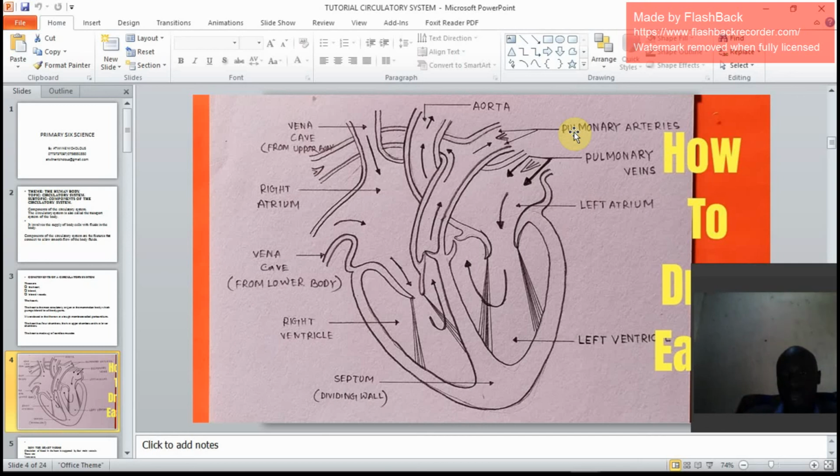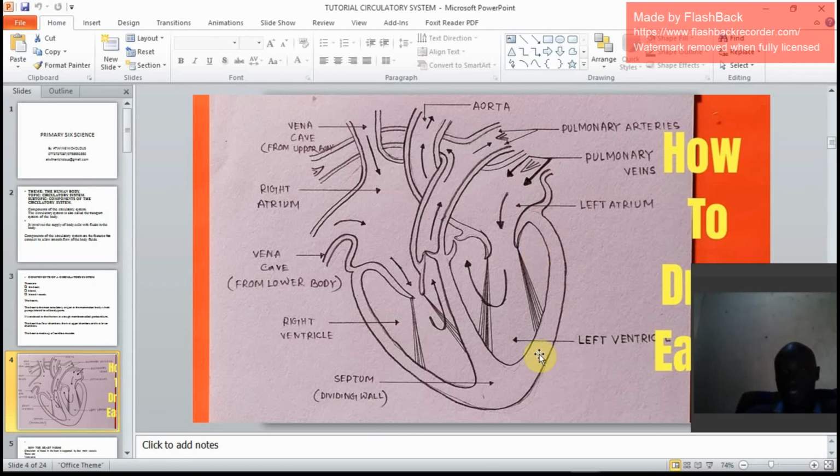Blood with oxygen now will come from the lungs, and it will enter through this part that we call the pulmonary vein. Pulmonary, it's P-U-L, pulmonary vein. Then it enters here. It will be called oxygenated blood, meaning blood carrying oxygen. It will enter, it slopes, then these valves will close.